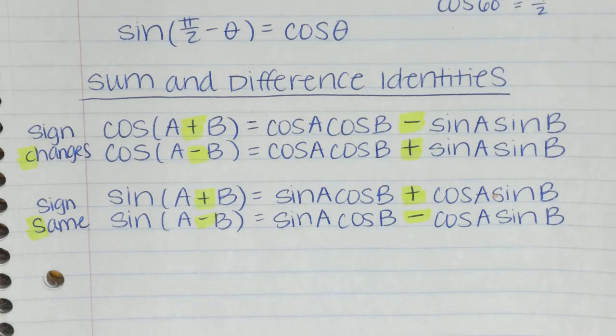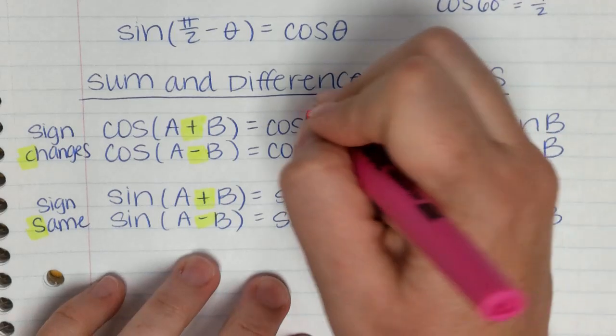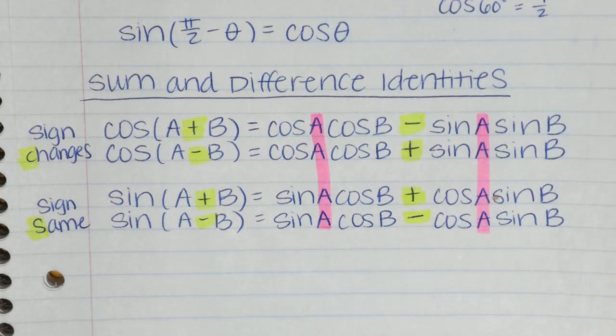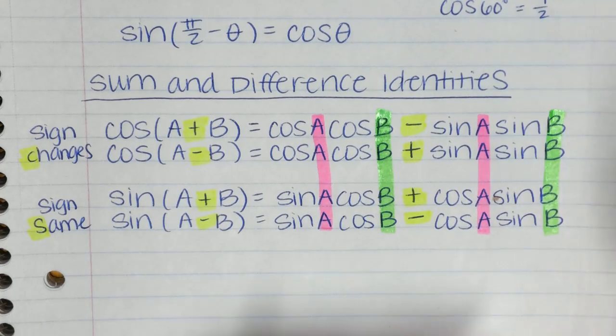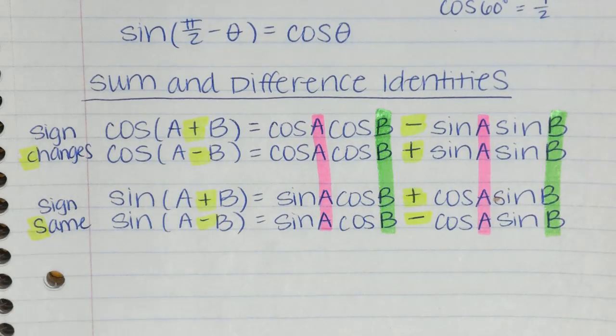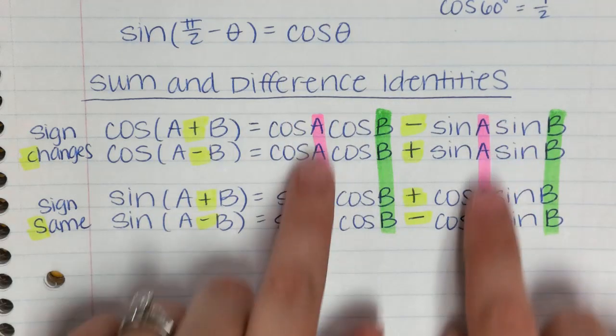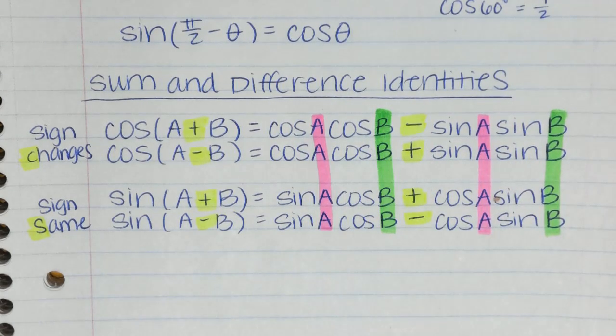All right, now, what is identical about all four of those? The A and the B. So no matter what, all the A's are here and here. And no matter what, all the B's are here and all the B's are here. You don't have to highlight that, but you can if you want to. I highlighted in a different color to emphasize that all the A's are here and all the B's are here. So that's the same no matter which one you do.